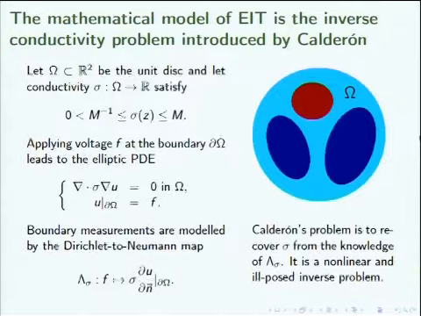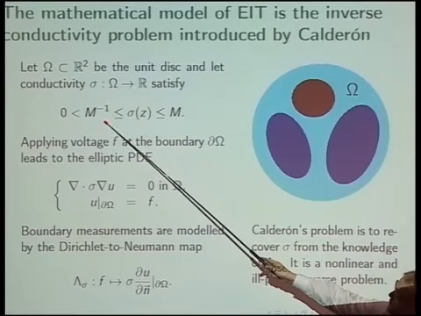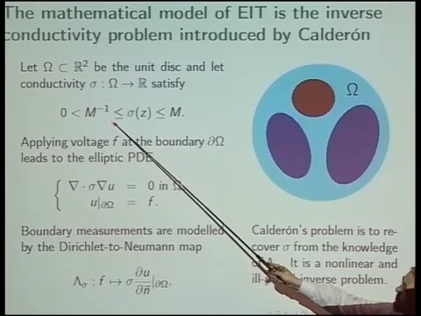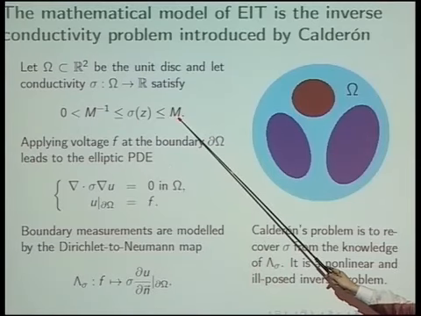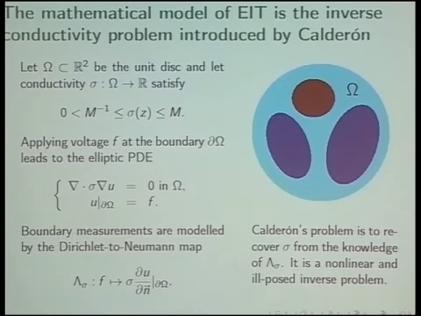So here the idea is that, in this talk I will use omega. Omega will be the unit disk, and inside the unit disk we have this conductivity function sigma, which is strictly positive, so it's bounded away from zero, and also bounded from above. And now Calderon asked, is the conductivity sigma uniquely determined by the Dirichlet-Neumann map lambda sigma?